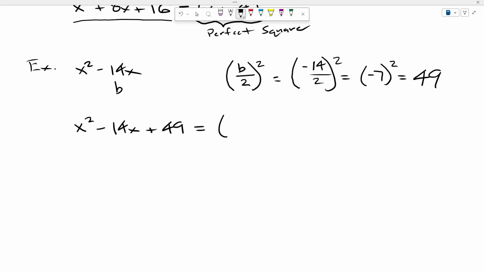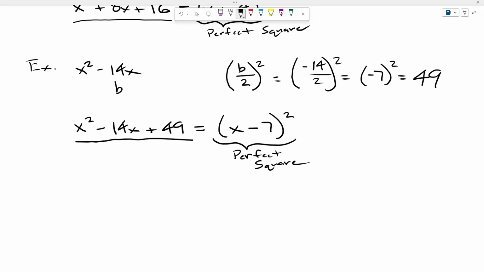And that equals then x plus, and then we have b divided by 2, negative 14 divided by 2 is negative 7. So plus negative 7, so that would actually just be minus 7 squared. And that is a perfect square. All right, and x minus 7 squared will give us that.